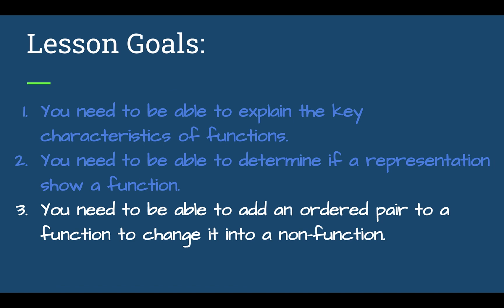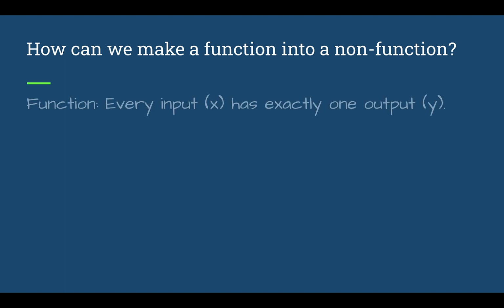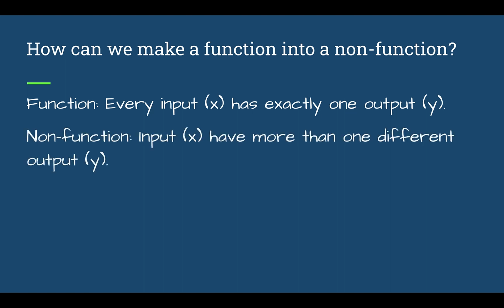Now let's move on to our third goal for the day. Adding an ordered pair to a function so that we can change it into a non-function. So how can we make a function into a non-function? Let's start with what is the definition of a function again. Every input has exactly one output. In many of the examples that we just did, the non-functions are times where our input has more than one different output.